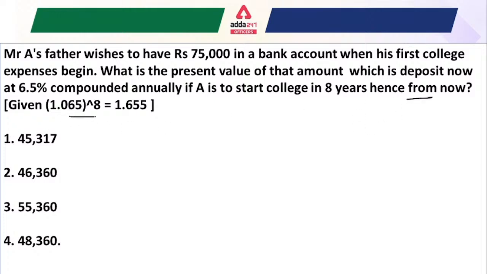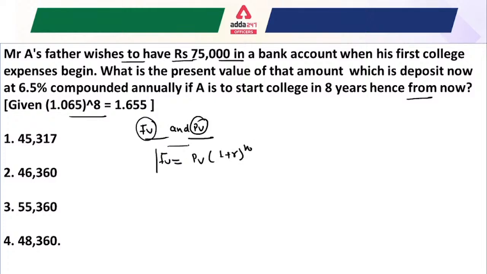This is a very important question from the examination point of view, because in this question you just have to find the relationship between the future value and the present value. I always explain this relationship. We know that future value is equal to present value multiplied by (1 plus rate of interest) to the power of n, where n denotes the number of years.